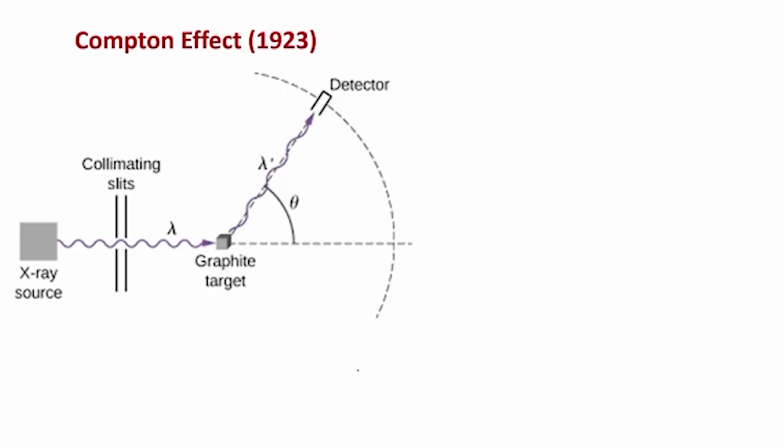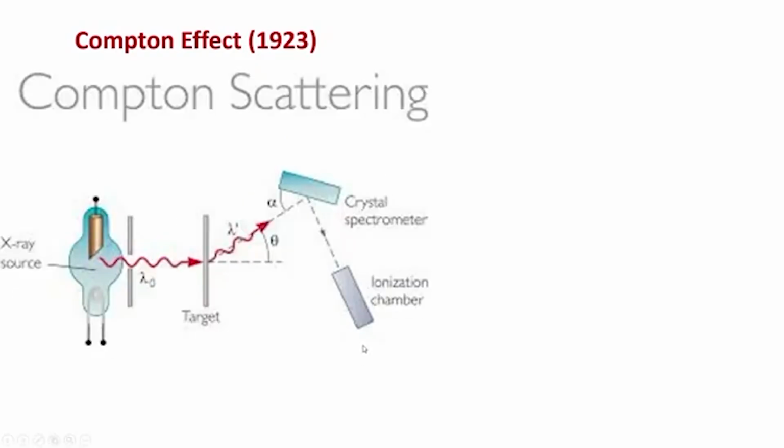So, this is the experiment that Compton did in 1923. If you really want to see the actual experiment, there is an X-ray source, and the photons come out and hit a target, and then hit a crystal spectrometer, and finally get detected in the ionization chamber. So, this is the detector that we have drawn on the periphery of a circular arc. The crystal we haven't shown, but in the actual experiment this crystal was used.